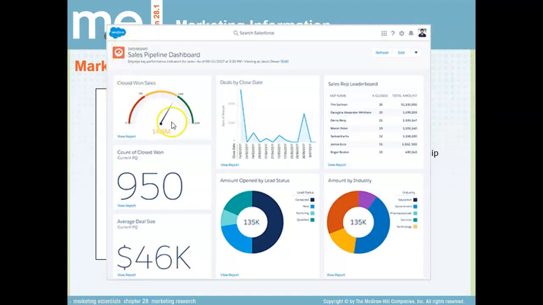So all of your sales would go into this system. The count of closed wins, I believe that says, is 950. The average deal size is 46,000. Then amounts of open leads, amounts by industry, so they're able to compare other businesses. And then here's your sales rep leaderboard. So this person's a manager, and they're looking at all of this information for their business.